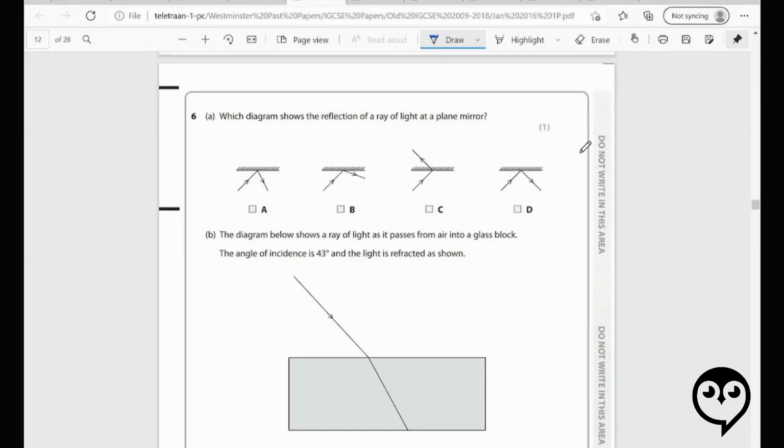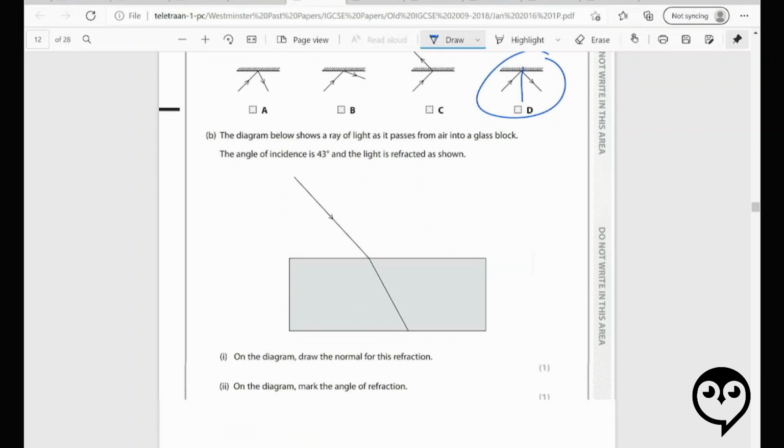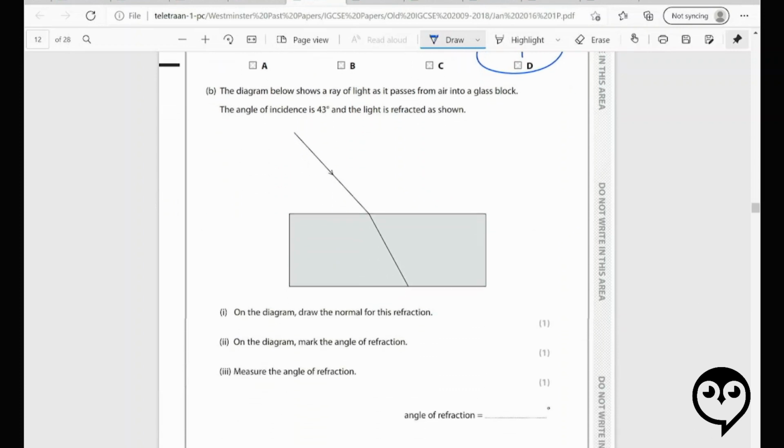Okay, so the same paper has a question 6 here, talking a bit about reflection. Which of these shows reflection from a mirror? That's what we want, because we're going to have angle of incidence equals angle of reflection. Here we've got a diagram. Draw the normal for this refraction. So get a protractor, get a ruler, try to draw a nice straight line. Make sure it's 90 degrees. I'm not the best there, but make sure you've got that. And if you draw that little square, if your diagram's not that good.